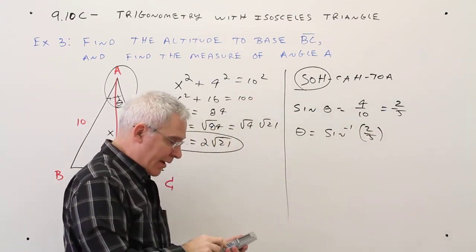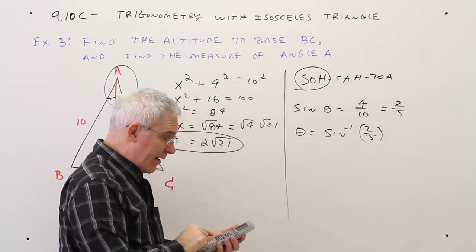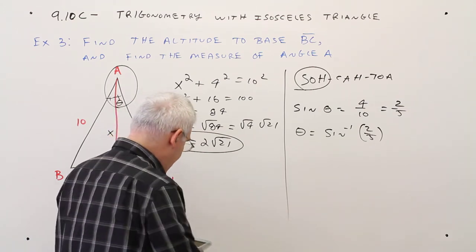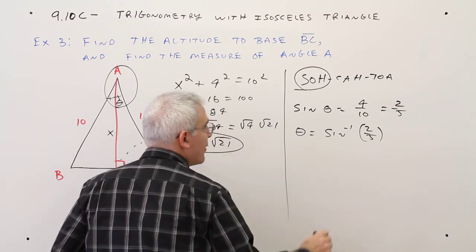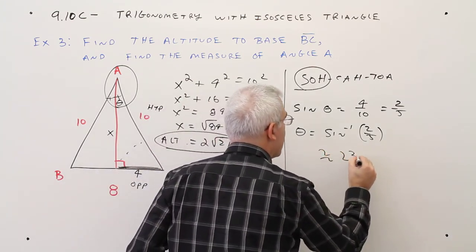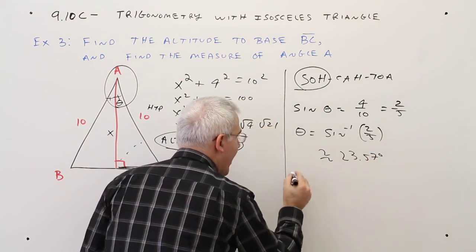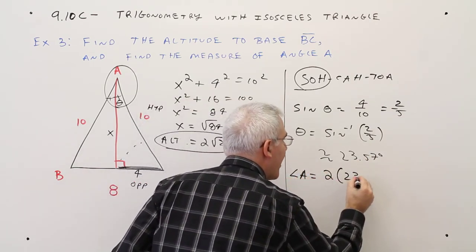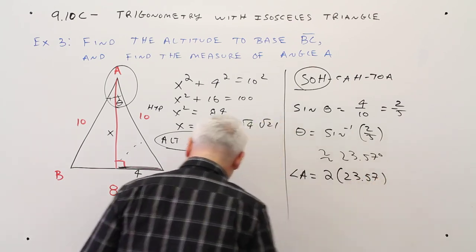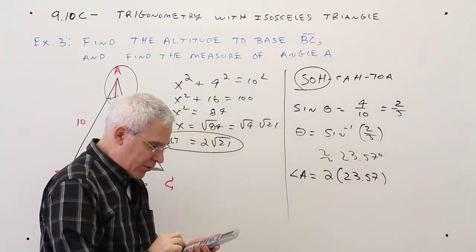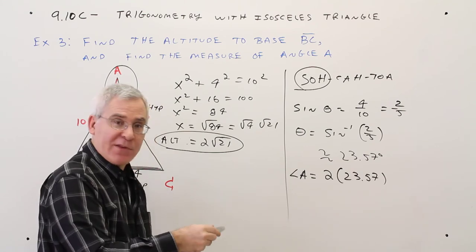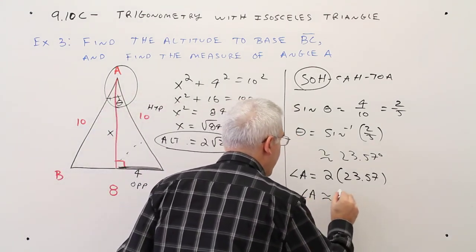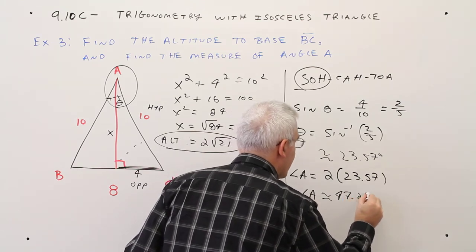I'll just plug that in my calculator. Second sine inverse 2 divided by 5, 23.57 degrees. And then angle A is going to be 2 times 23.57. Let's multiply that by 2 and get about 47.2. So angle A is about 47.2 degrees.